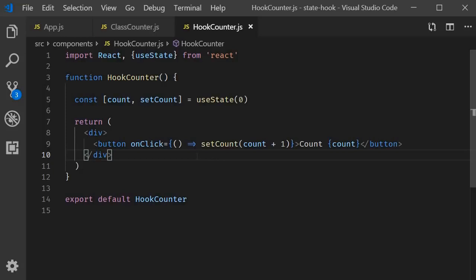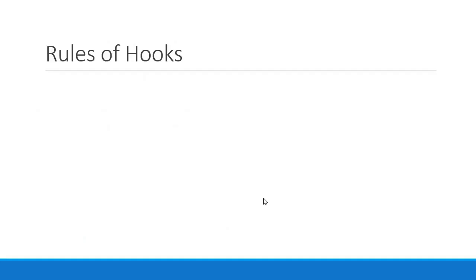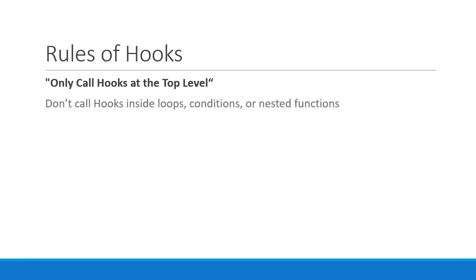Now, there are 2 important rules that you have to follow when using hooks. And I just want to mention it here so that you're not going to try writing code in a way it isn't supposed to be. The first rule is to only call hooks at the top level. Use hooks at the top level of your React function and don't call hooks inside loops, conditions, or nested functions.